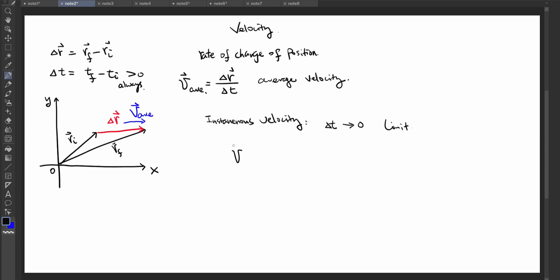So let's see. The symbol here will be just the V without the average. But now I'm going to say delta t goes to 0, and then delta r over delta t. So that limit is the instantaneous velocity. Okay, so now let's say we take this limit for the 2 points already, then we should have a velocity for the initial position, right? And a velocity for the final position. Okay, so now that means that we have more complete information.